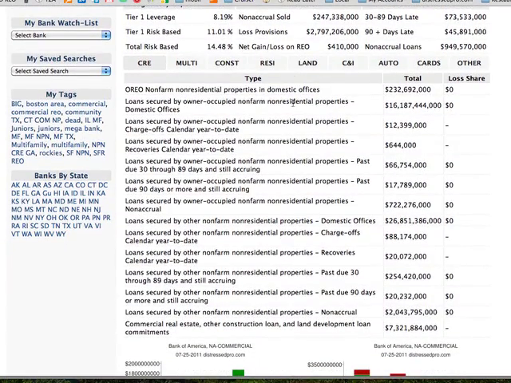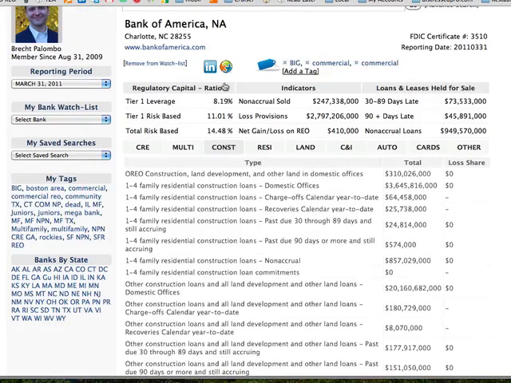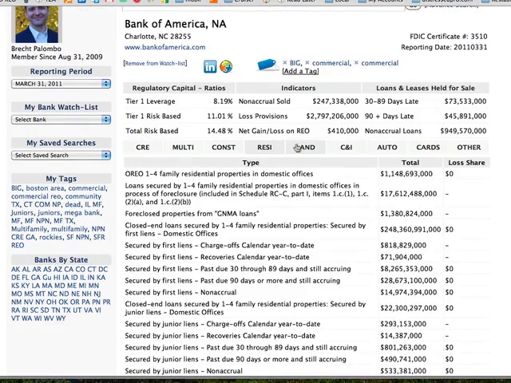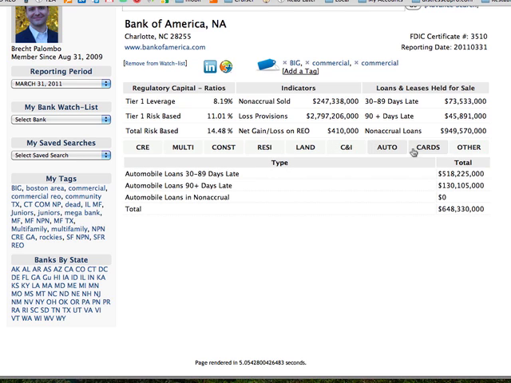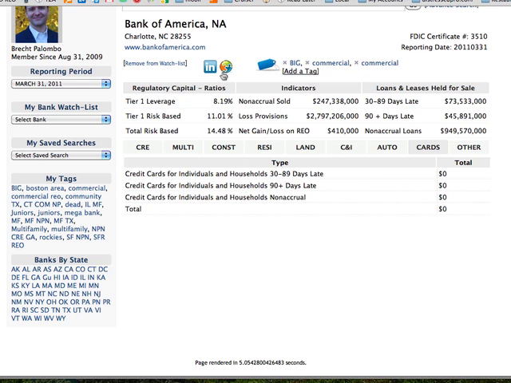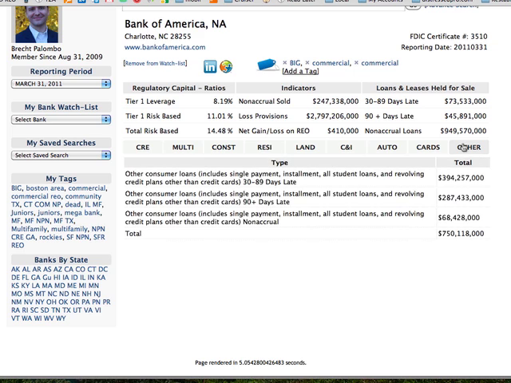Right now we're expanding our asset classes. Today we have commercial real estate, multifamily, construction, residential, land, C&I, which is business debt that's non-real estate related, automobile loans, credit cards, which Bank of America reports through a subsidiary, and then other consumer debt.